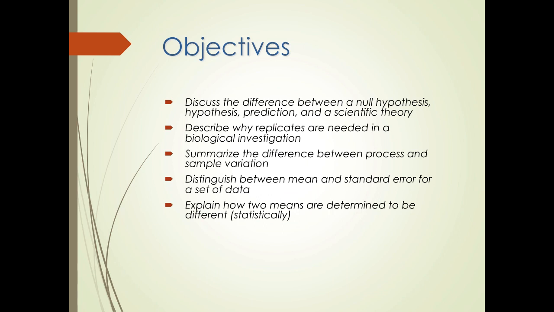Today's objectives: we'll discuss the differences between a null hypothesis, prediction, and scientific theory. We'll describe why replicates are needed in a biological investigation, summarize the differences between process and sample variation, and distinguish between mean and standard error for a data set. I'll then explain how two means are determined to be statistically different.